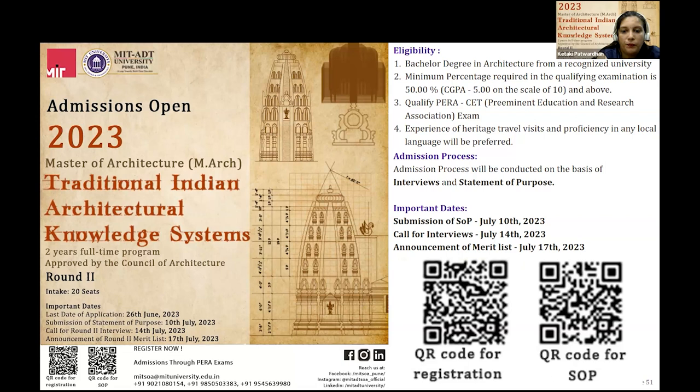The eligibility criteria is that a person who would want to take up this master's program should have a Bachelor of Architecture degree with minimum percentage of 50% or CGPA 5 on the scale of 10. There is an entrance exam called PERA-CET, Pre-Eminent Education and Research Association. The exam of PERA is happening right now between 28th to 30th June. But the next set of dates in July will come soon on the website.